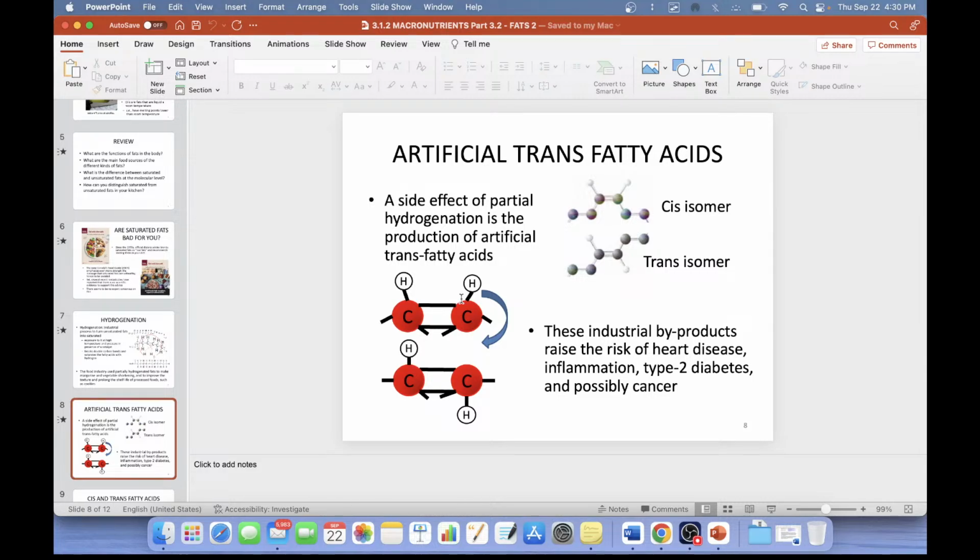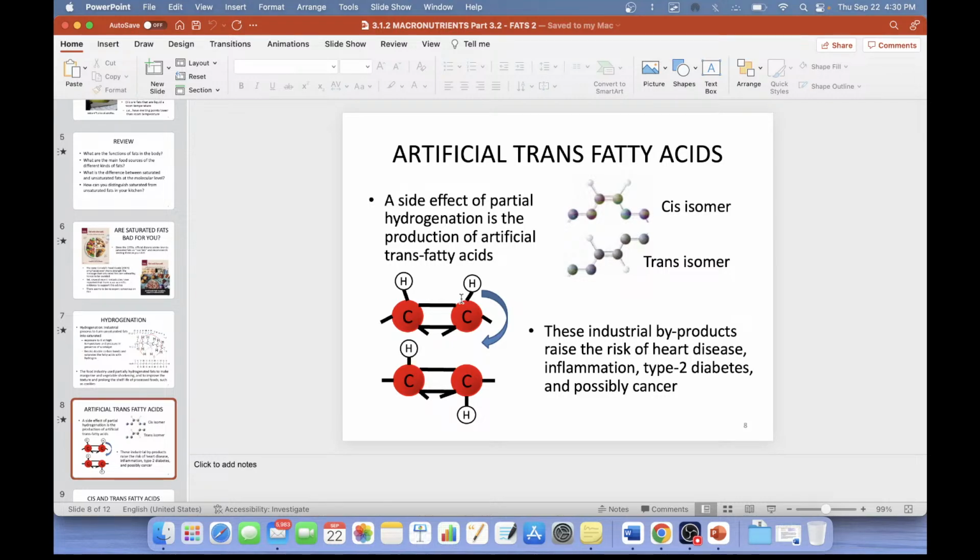Now, it's not that trans fatty acids do not exist in nature. They do exist. They, for example, can be found in small quantities completely naturally in milk, and therefore also in butter and in milk products.